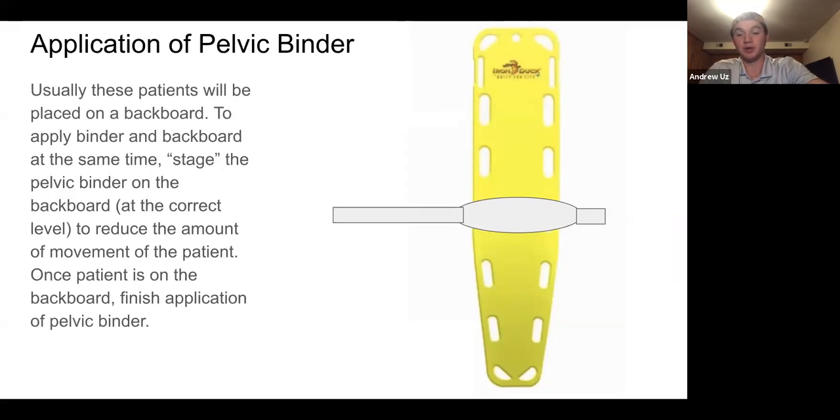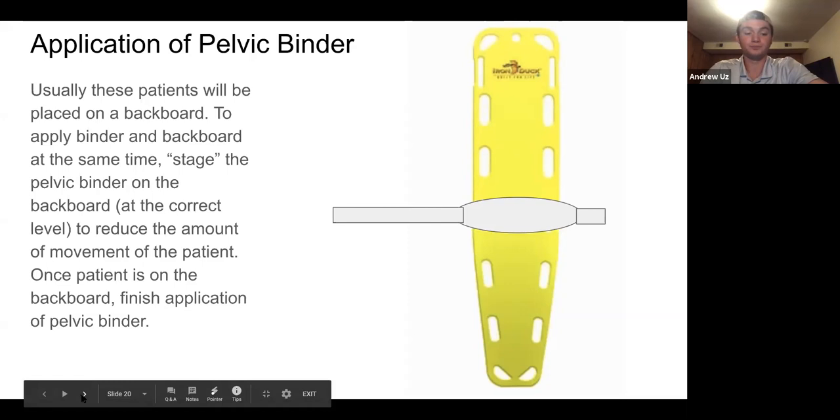So the way you're going to do that is by opening the pelvic binder up and placing it on the backboard. Then when you introduce the backboard into position and the patient gets rolled back down onto the backboard, the pelvic binder is right there under them. All you have to do is close it up, wrap it around them, and tighten, and you're good to go.